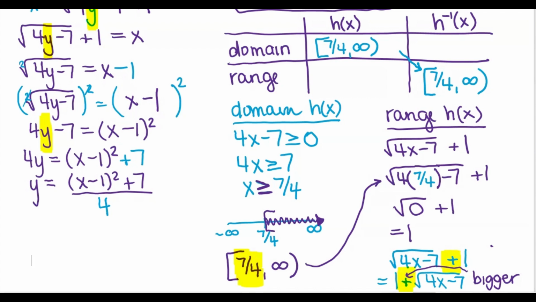But here we're getting bigger, which means that our range, we're starting out at 1, and we're going on up to infinity. We have a bracket around the 1 because we actually got it to equal 1 when we plugged in the first x value. And then remember, infinity always has a parenthesis. And since we found the range of the original, we also found the domain of the inverse.